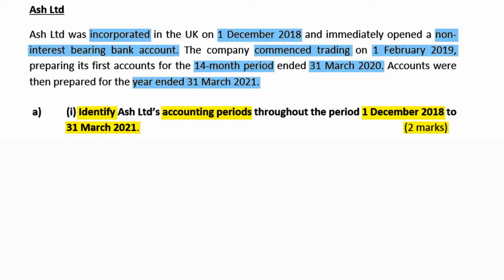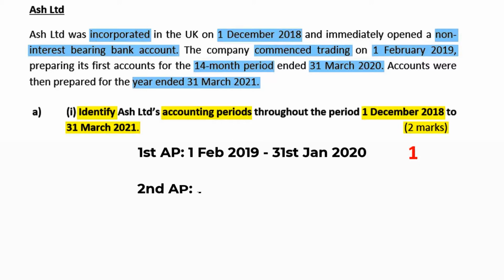They began to trade on 1st of February 2019, and the end of the period of account was the 14 months to 31st March 2020. However, an accounting period for corporation tax purposes cannot exceed 12 months. Therefore, the first accounting period would be from 1st of February 2019 to 31st January 2020. That will give you 1 mark to identify that.